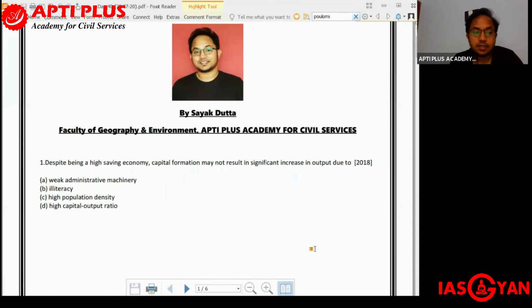The first question is asking, despite being a high saving economy, the capital formation may not result in significant increase in output due to A. Weak administrative machinery, B. Illiteracy, C. High population density, and D. High capital to output ratio.